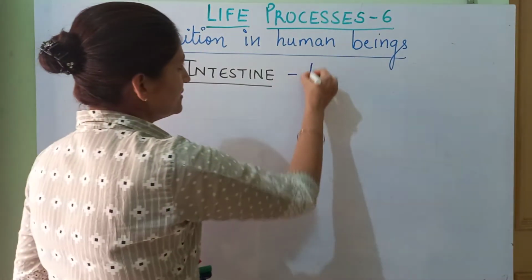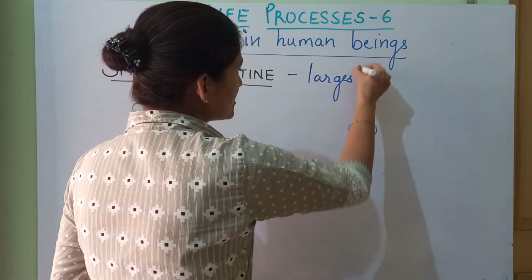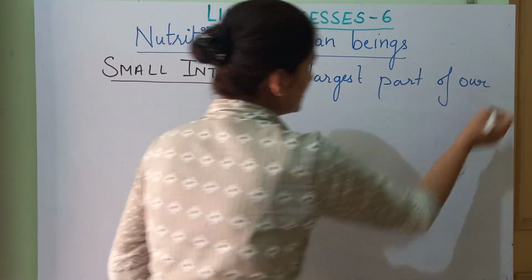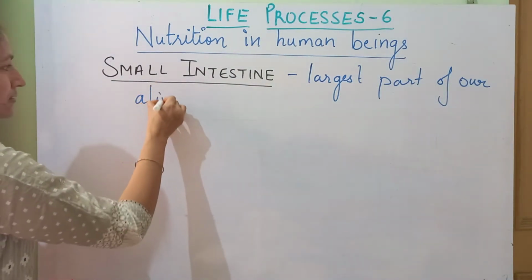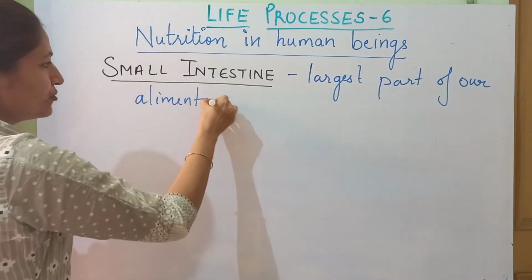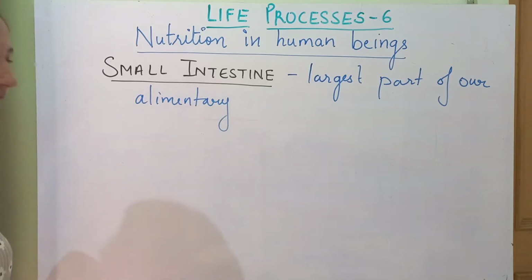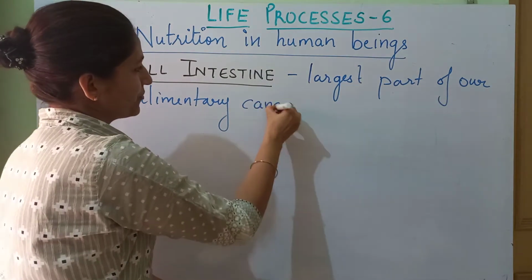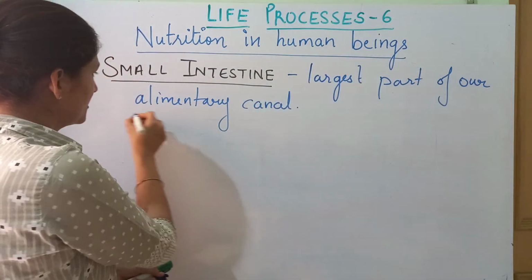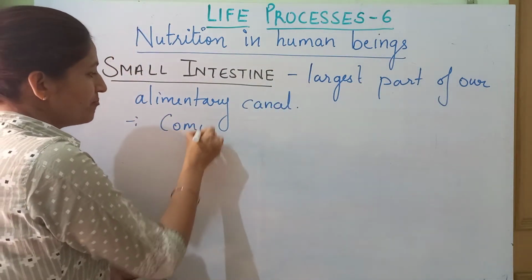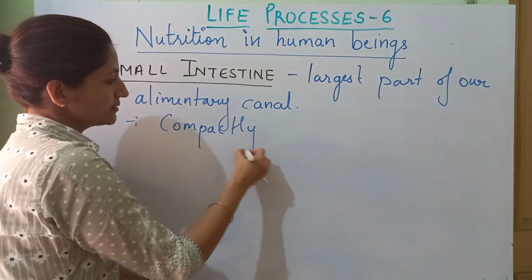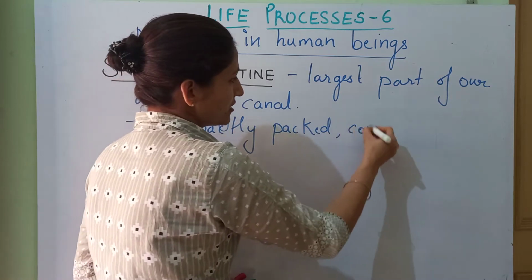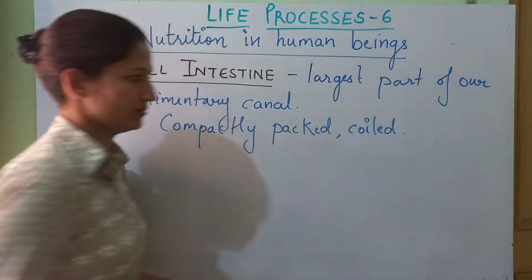Small intestine is the largest part of our alimentary canal. Okay, alimentary canal, the tubular structure from the mouth till anus. So this is the largest part of it. It is compactly packed in the small space, that is coiled, highly coiled.